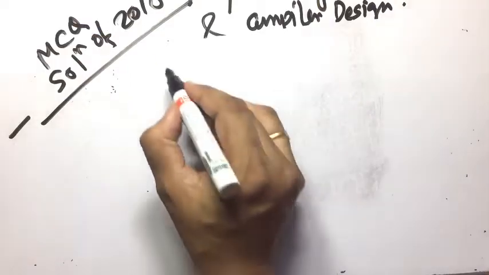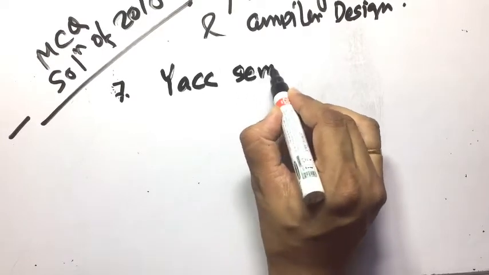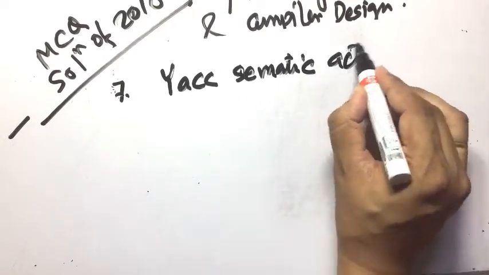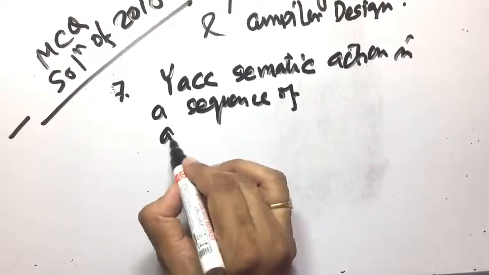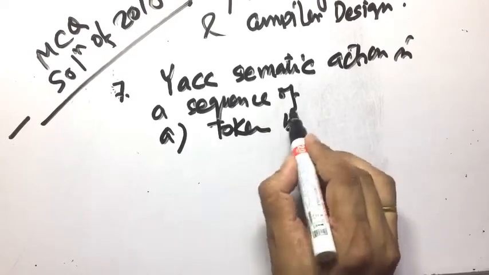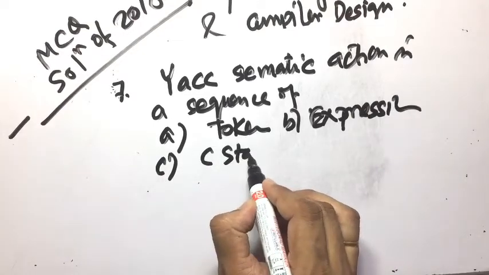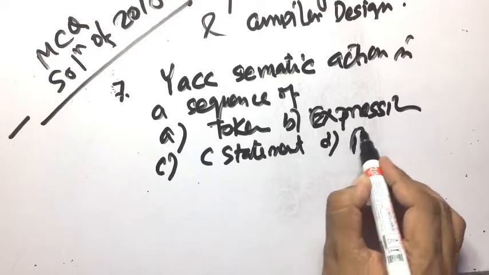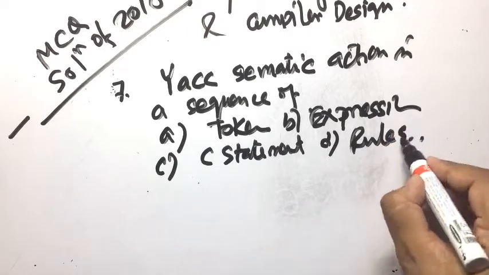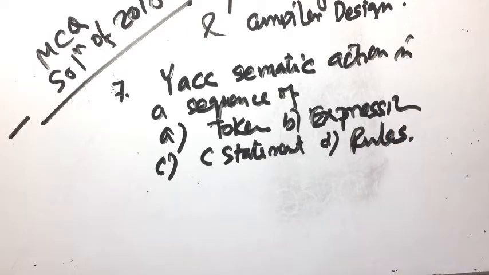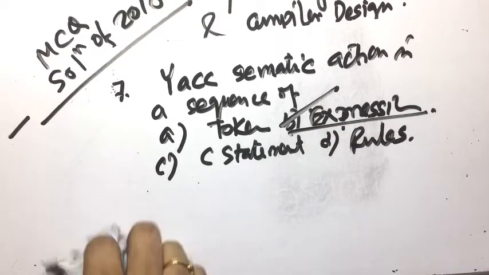Next question. YACC is one kind of compiler tool. Semantic action is a sequence of: option A, token; option B, expression; option C, C statements; option D, rules. The semantic action is a sequence of C statements. So this is the right answer. It's not token, it's not rules and other things.